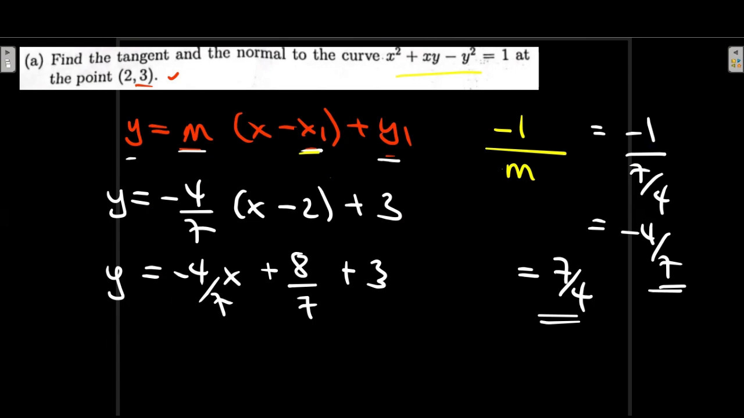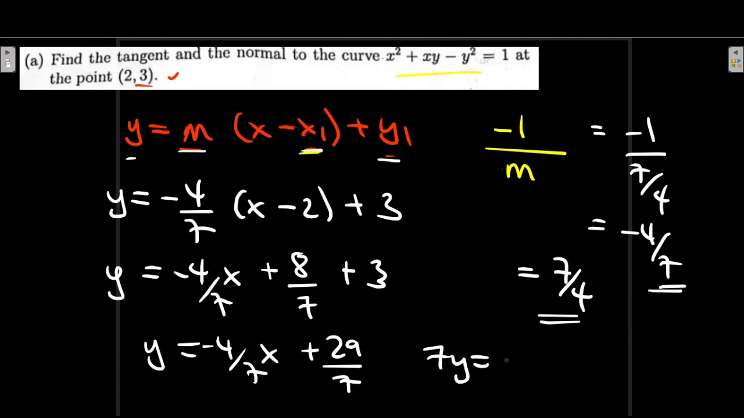Then now I can work out that. So 8 over 7 plus 3, I just get 29 over 7. So this is going to be y equal to negative 4/7 x, and this is going to be plus 29 over 7. If you want, you can multiply by 7 throughout, then you just get 7y is equal to negative 4x plus 29. And this is going to be the equation of the normal. So this is how you find the equation of a normal.